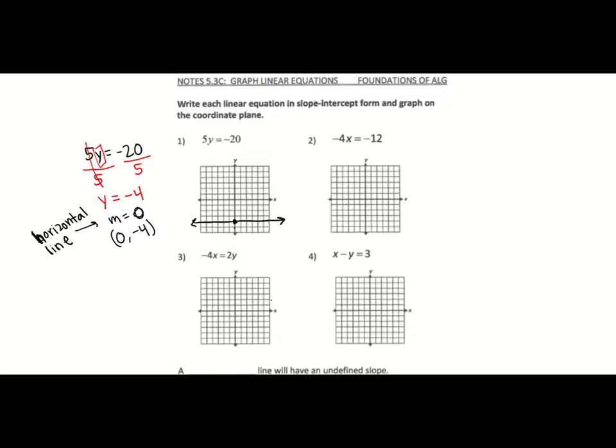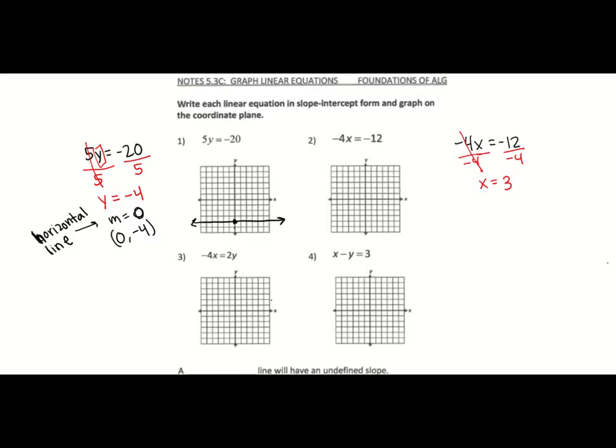Okay, let's look at number 2. We have -4x equals -12. In this case, we don't even have a y at all. So instead of getting y by itself, we're going to solve for x. When we do that, divide by -4 on both sides, we get x equals 3.